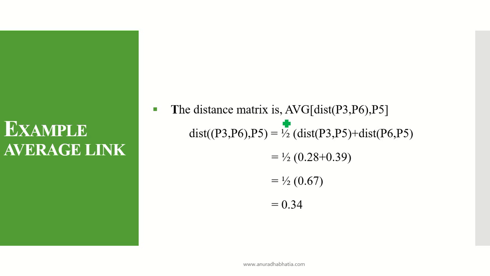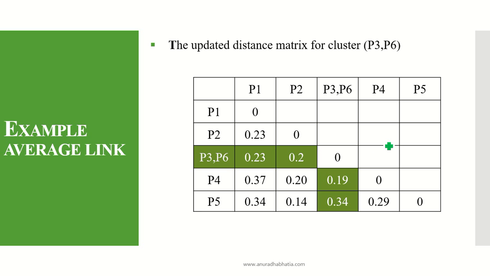And the updated distance matrix value for the new cluster P3, P6 with the point P5: I get distance P3, P5 plus distance P6, P5. It is 0.28 plus 0.39, which is 0.67. So I get 0.34. You will see that here I am averaging it by 2 because we have only 2 points. This is the updated distance matrix for the cluster P3 and P6 that we have got. You will see that the updated values are put over here.